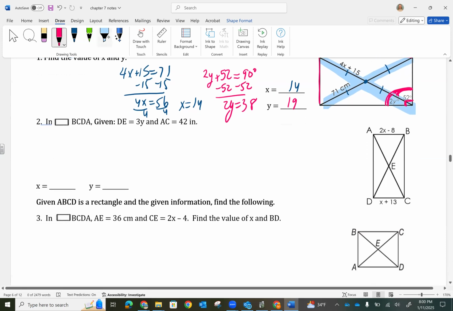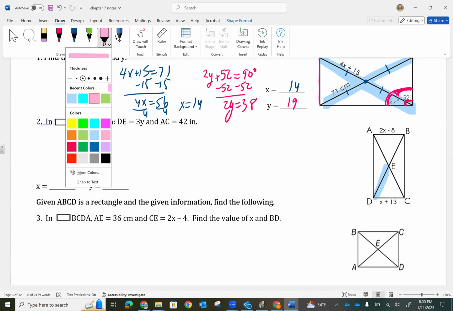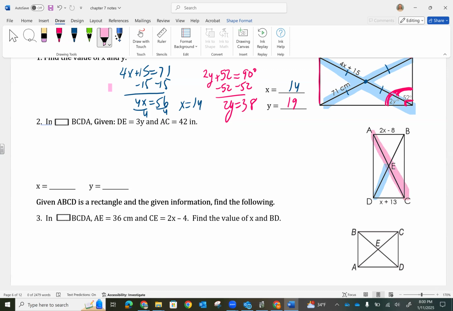The next one says DE. So DE is here, is 3y, and AC is 42. Okay, so in a rectangle, the diagonals are congruent. They also bisect each other. So if you think about it, if this right here is 3y, well, then that means this is 3y. And then the pink one will be equal in length to it. So if you did 3y plus 3y again, you would equal 42.